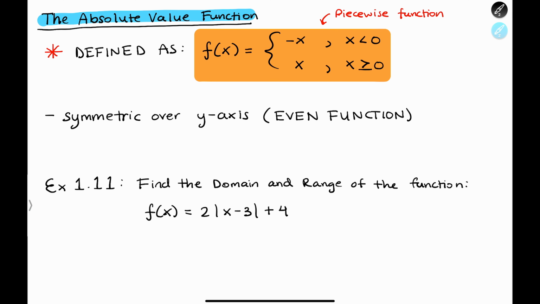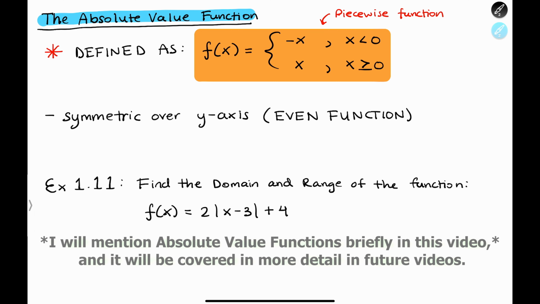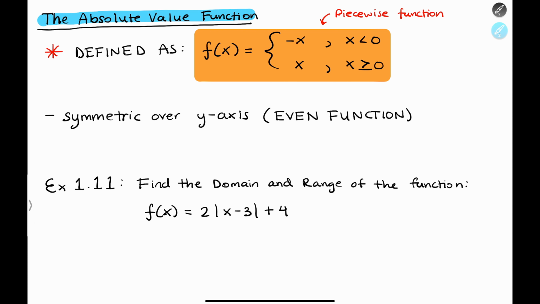The last topic that we're going to talk about in section 1.1 review of functions is the absolute value function. And so the absolute value function is defined as a piecewise function, and specifically the negative function is at the top where x is less than 0, and then the regular function is at the bottom where x is greater than or equal to 0. And an important thing to know is that the absolute value functions are symmetric over the y-axis without any translations.